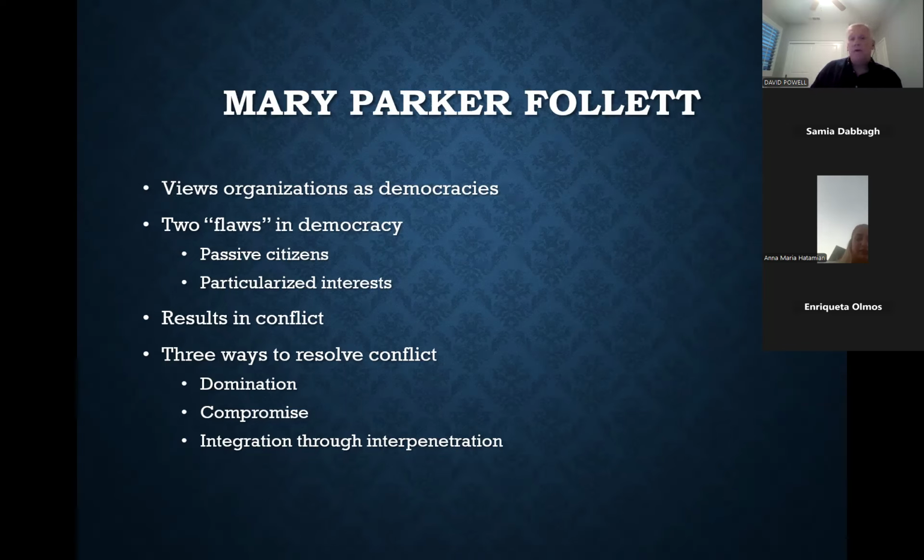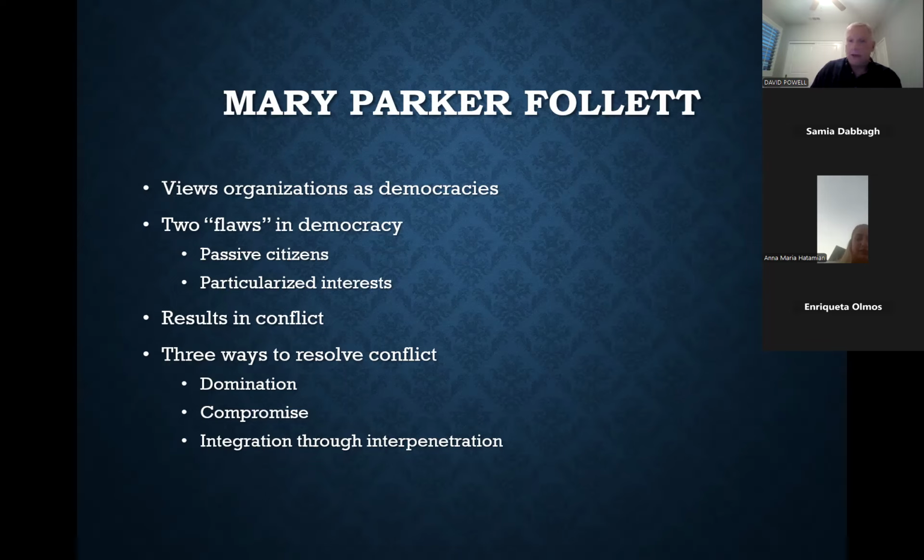The second fundamental flaw of a democracy is the same type of thing that James Madison told us, which is particularized interests. In Federalist Paper number 10, Madison warned us about factions. He said factions are a natural outgrowth of a compound republic. We're going to have factions, and factions are going to lead to conflict. Whenever you have these particularized interests, these factions that lead to conflict, you need to have an effective way of dealing with that conflict. So she said, if we run our organizations as kind of mini democracies, we are by definition going to have conflict.